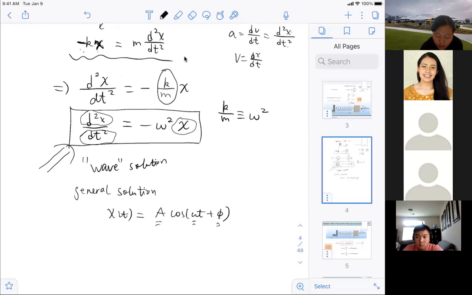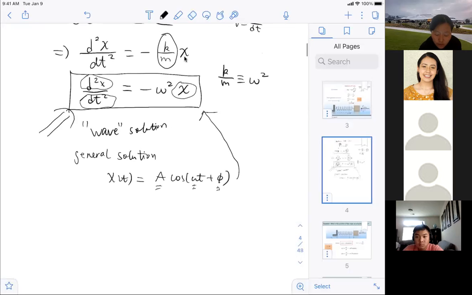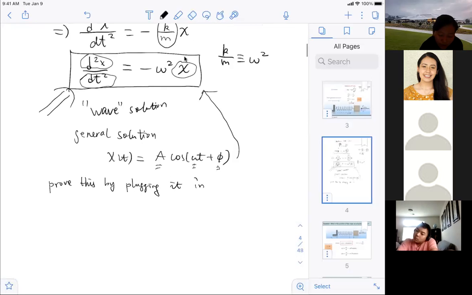So I claim this is a solution that satisfies the differential equation you had just derived. How can I prove that? We can prove this by plugging it in. So let's plug it in to see if it works. We want to take the second derivative with respect to time. So let's take the first derivative first, and then we do the second.